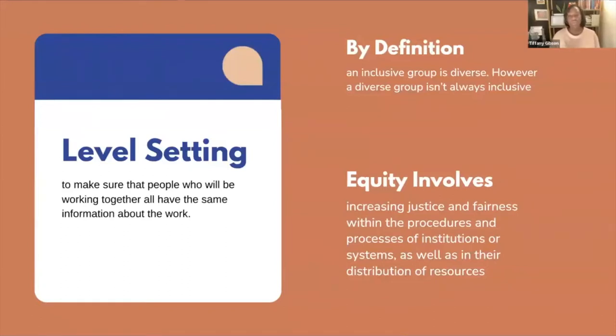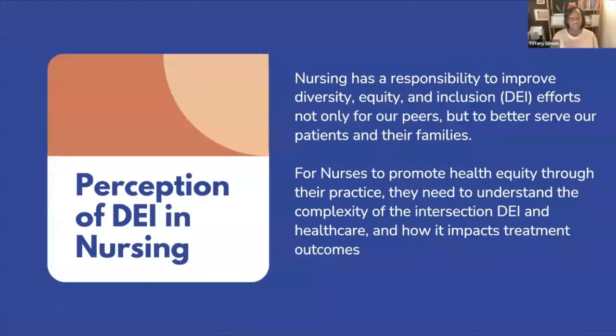Also remind your students that equity also involves justice and fairness, and making sure that procedures and processes within institutions and systems are distributing the resources evenly and as needed per the requests of the people who need them. Equity also includes empathy, and that is something that we should be teaching our students from the classroom so that they will be able to put it into practice once they get to the unit.